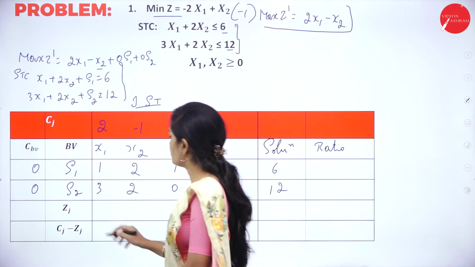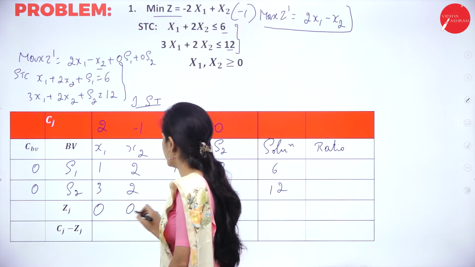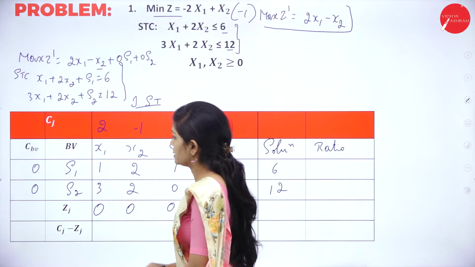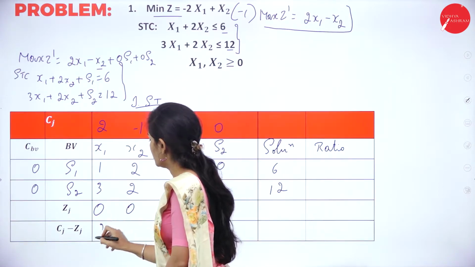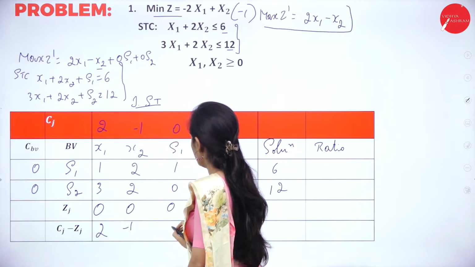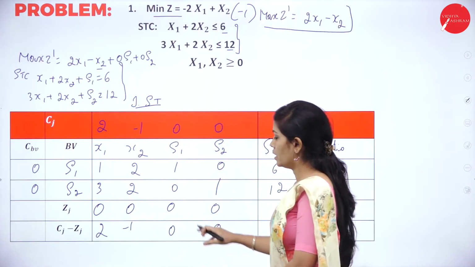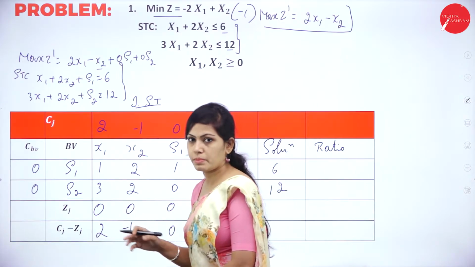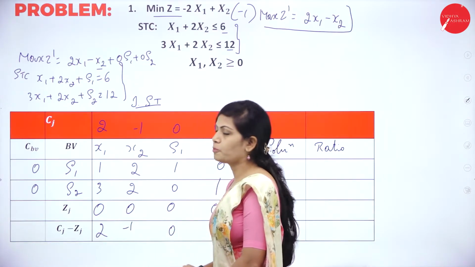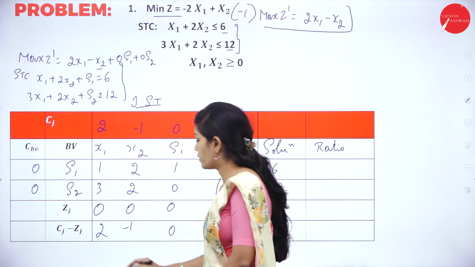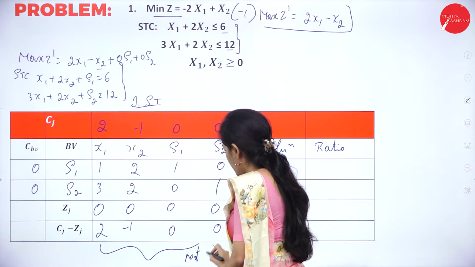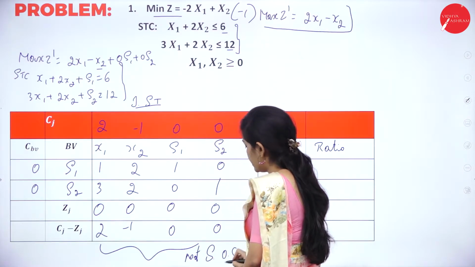Then find the Zj value. Zj value is always 0, and then find the Cj minus Zj value: 2 minus 0 is 2, minus 1, 0 and 0. Here you just check whether it is satisfying the optimality or not. I have a positive value, so it is not satisfying the optimality condition.